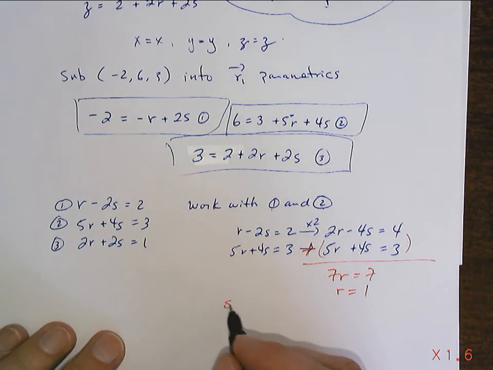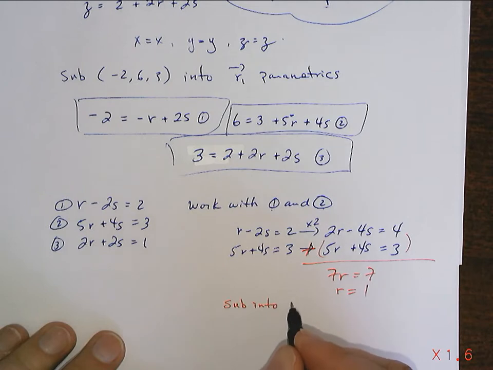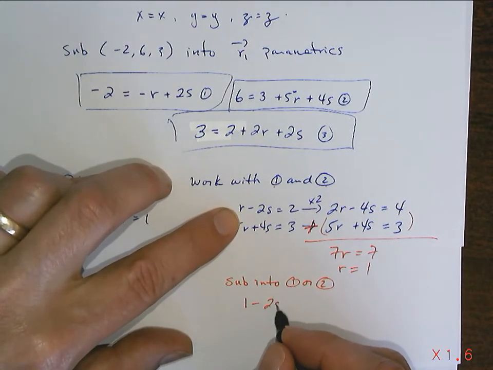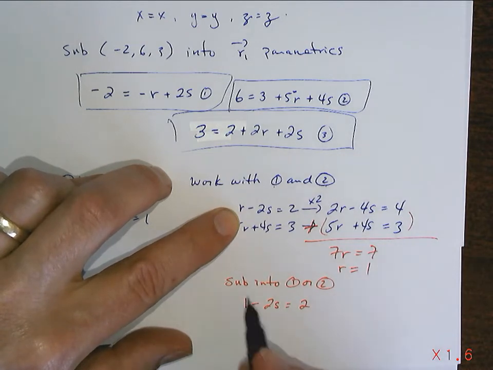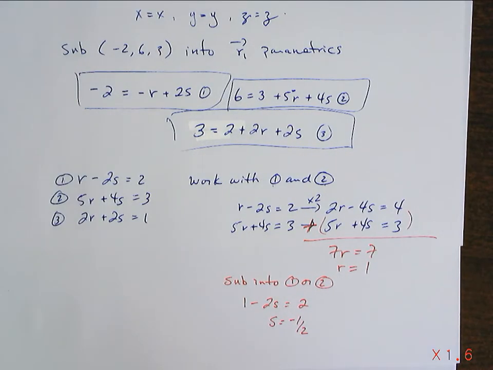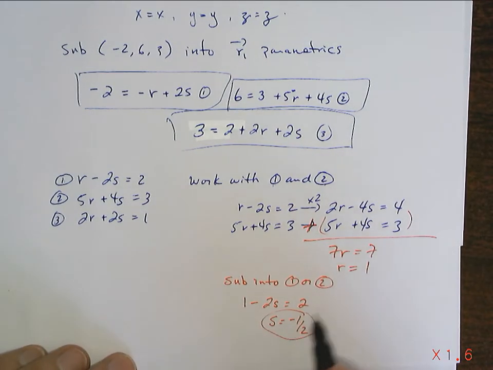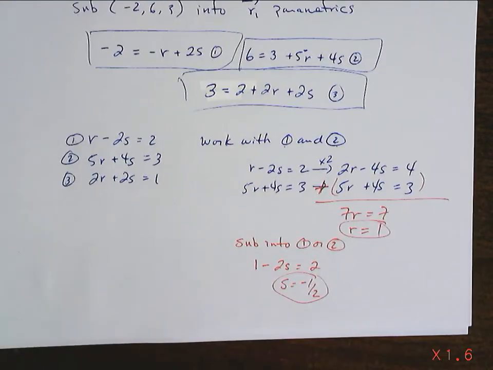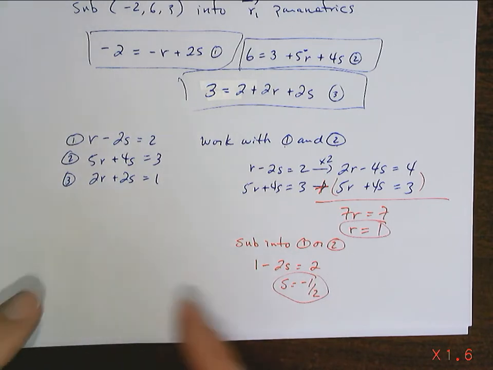Take this and sub into 1 or 2. Not the third one. Leave that one separate. So let's sub it into 1. We're going to get 1 - 2s = 2. So we take that over, and I think s is equal to -1/2. Do we agree? Okay. So these are the values of s and r such that x equals x and y equals y. Very good. But we now need to know, for those values, will z equal z?